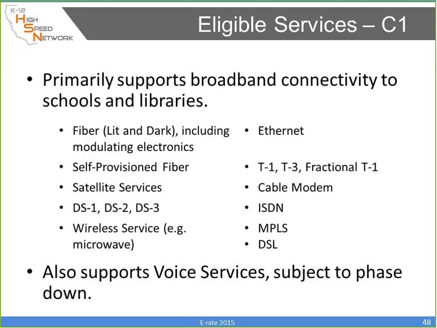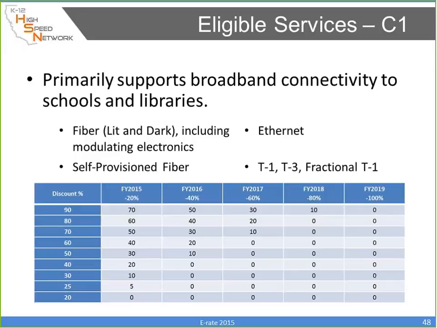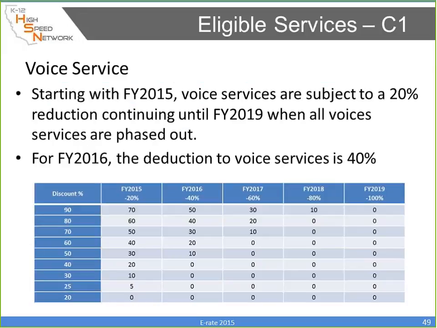Satellite services, DS1, 2, and 3, wireless, including microwave, Ethernet, and you can read the rest of the list. These are all examples of the telecommunications services that are available. Voice is also eligible, subject to phase down. That includes VoIP. What that means, subject to phase down, is a 20% reduction compounded for the next 5 years until it goes away completely. So for funding year 2016, there will be a 40% reduction in total. So you can see those that are lower than a 50% discount will not receive any funding on those voice services this year.